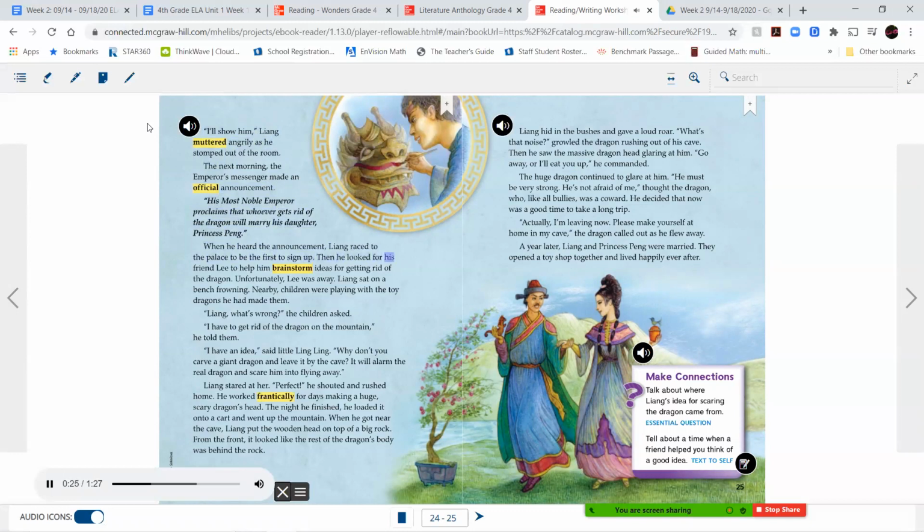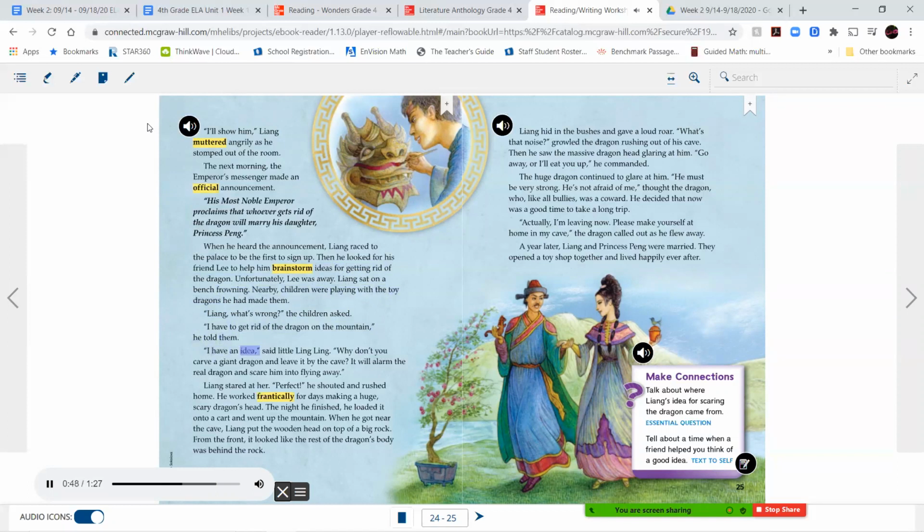Then he looked for his friend Li to help him brainstorm ideas for getting rid of the dragon. Unfortunately, Li was away. Liang sat on a bench, frowning. Nearby, children were playing with the toy dragons he had made them. "Liang, what's wrong?" the children asked. "I have to get rid of the dragon on the mountain," he told them.